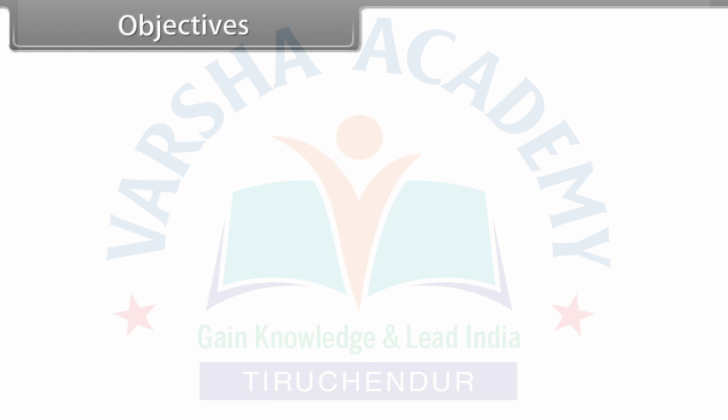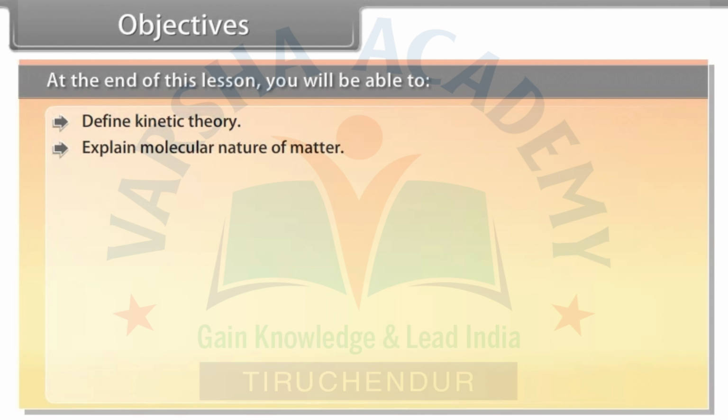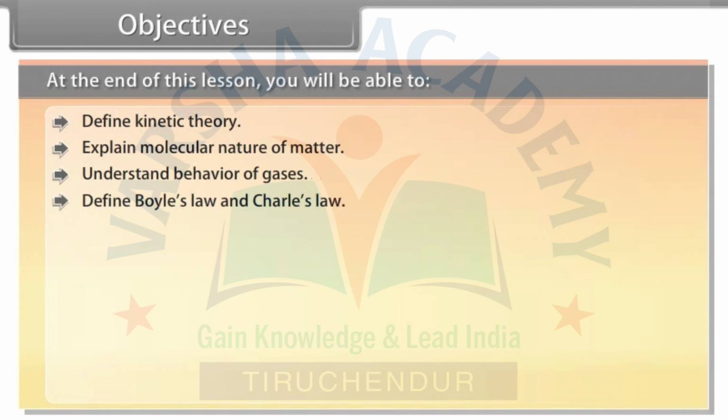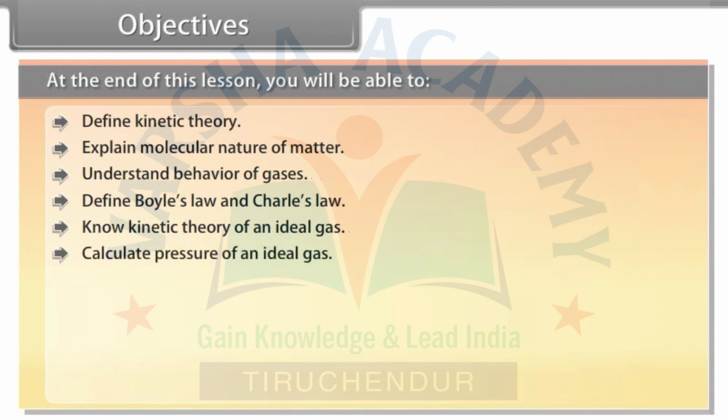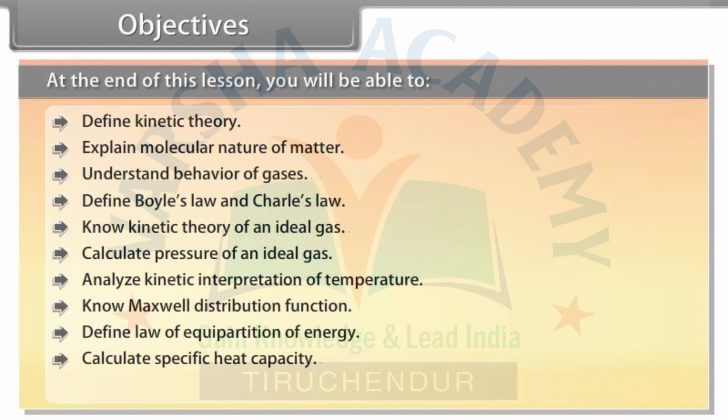Objectives. At the end of this lesson, you will be able to define kinetic theory, explain the molecular nature of matter, understand the behavior of gases, define Boyle's law and Charles' law, know the kinetic theory of an ideal gas, calculate the pressure of an ideal gas, analyze the kinetic interpretation of temperature, know the Maxwell distribution function, define the law of equipartition of energy, calculate specific heat capacity, define mean free path and Brownian motion.